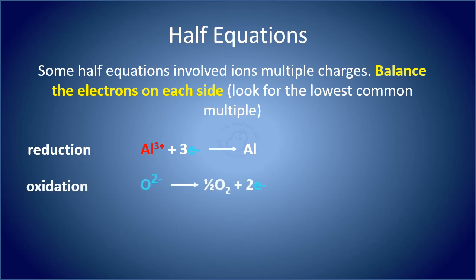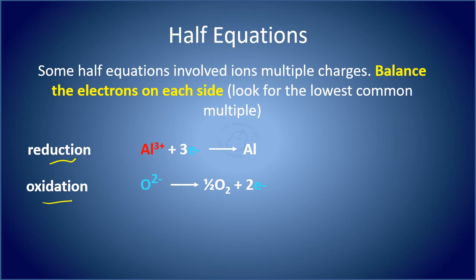So here we've got reduction and oxidation. Again, if we just apply the definitions, reduction is gain of electrons. So the aluminium 3+ is gaining 3 electrons to negate that 3+ charge. The oxidation is the O2- losing those 2 negative charges, 2 electrons, kicking them out to form the oxygen. But the process is essentially the same.